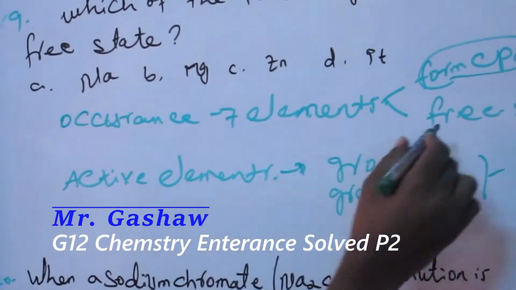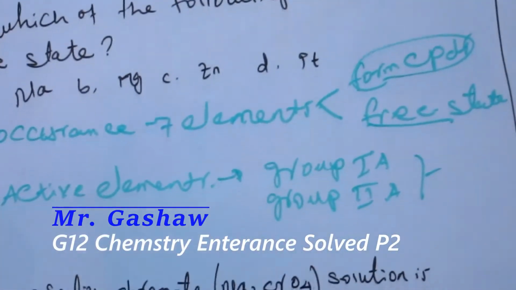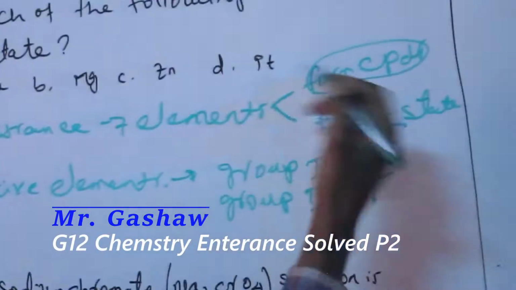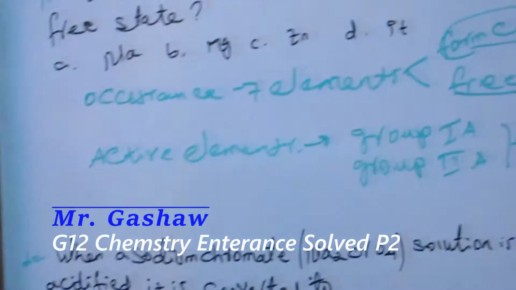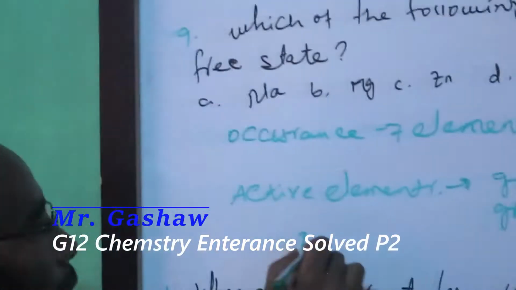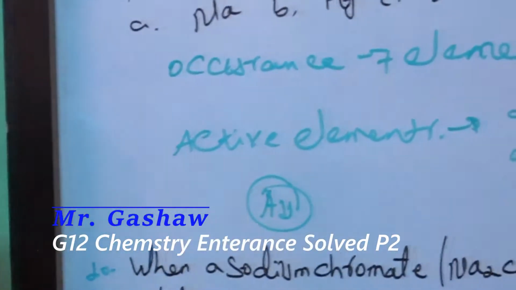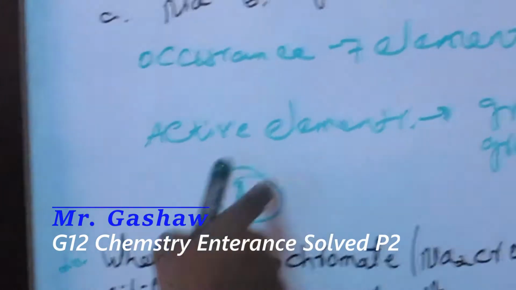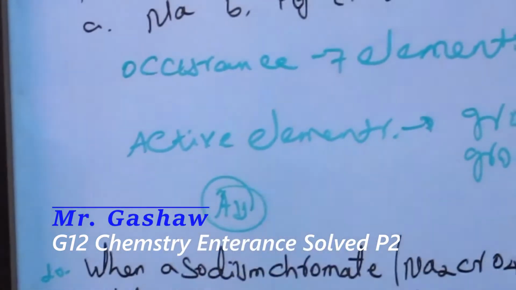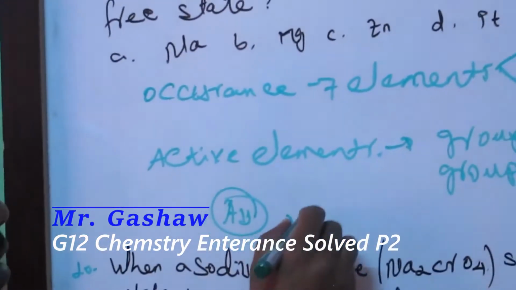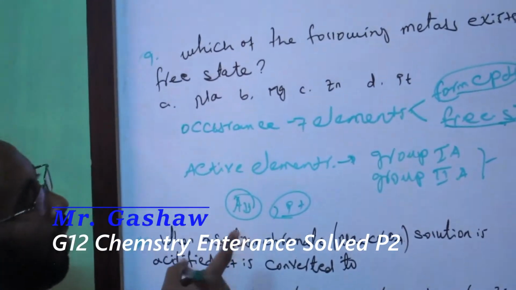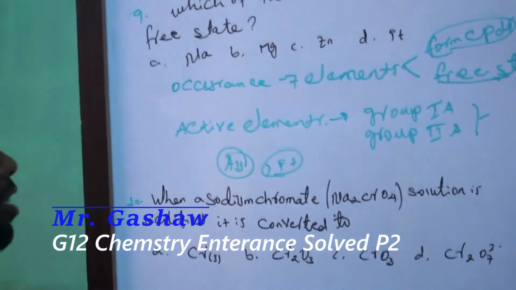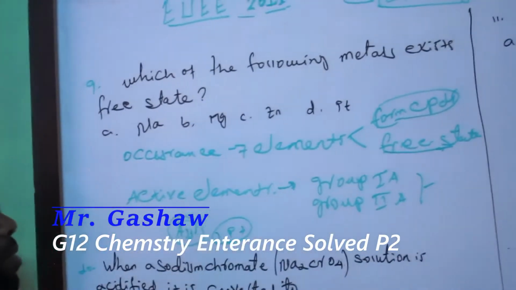So the elements that occur in free state means what? Elements that are inert elements, or inactive to react with other elements. For example, gold. This one is one of the inactive or inert elements that occur freely in nature. The other one is platinum and so on. These elements are found in free state in nature because they are not active metals.